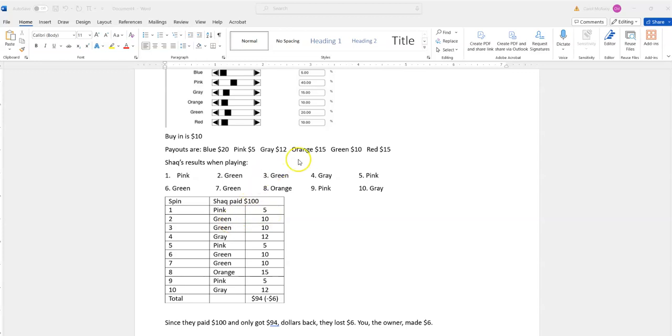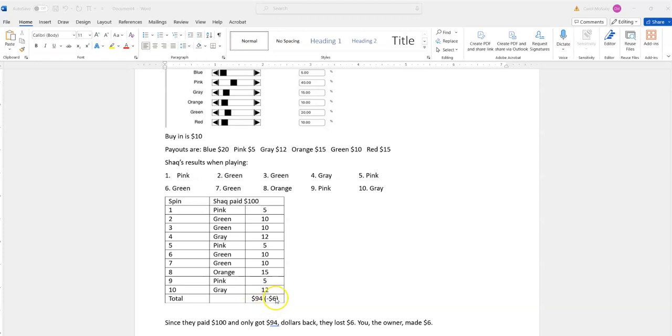Then you got green, payout is $10. He got gray, payout is $12, and so forth. You're going to go down to each spin. You're going to say, here's what they spun, and here's what they won when they did that. And then you're going to add this entire column together. In this case, that adds up to $94.